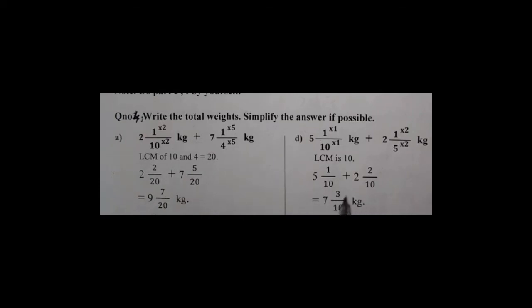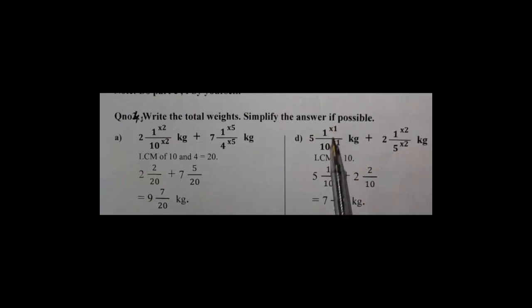And it is the second example, part D. 1 upon 5 whole number 1 upon 10 and 2 whole number 1 upon 5. Now we will take the LCM of 10 and 5, that is 10. 10 is the common multiple of 10 and 5. 1 times 10 is 10 and 2 times 5 is 10.